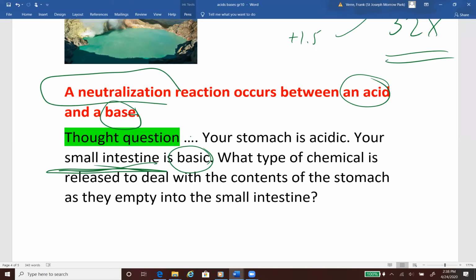Well, the answer is it has to be obviously a base, because the stuff coming out of the stomach is acidic, and the environment of the intestine is basic. So it's got to be a base to neutralize the acid. In fact, the base is sodium bicarbonate. It's actually baking soda. Interesting little fact.